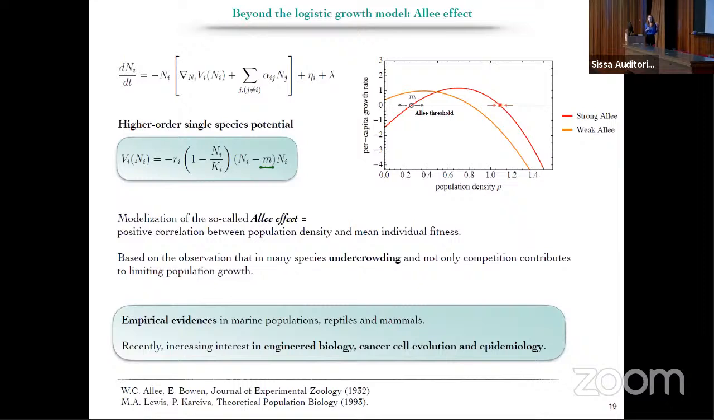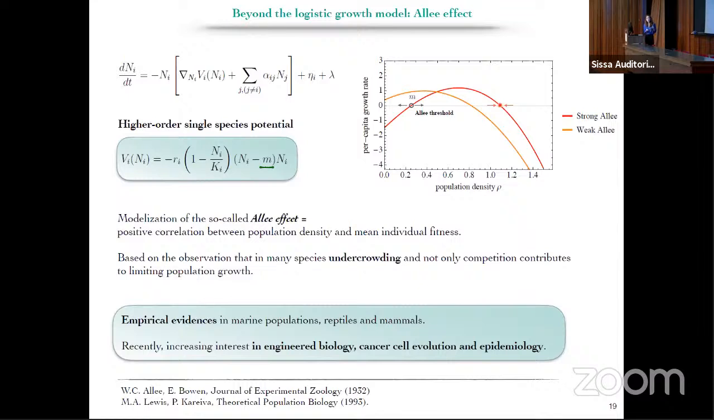And so there has been a lot of empirical evidence in many different populations, reptiles, mammals, aquatic populations, but more recently this effect is gaining increasing popularity also in engineering biology, in microbial communities, and basic epidemiological models. So basic epidemiological models in the presence of a strong Allee effect can give rise to surprisingly rich dynamics that range from self-sustained oscillations, chaotic behaviors, and also catastrophic collapses of the endemic equilibria.